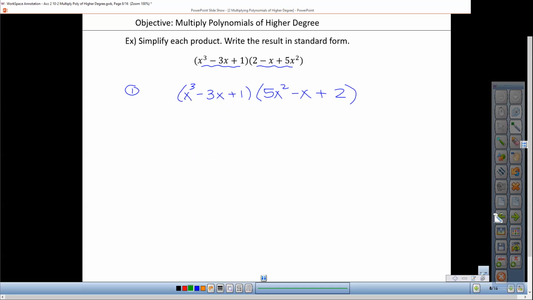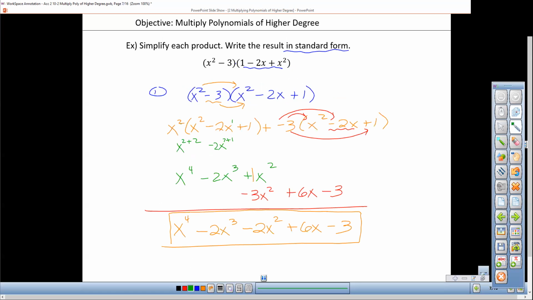Now, in this previous example, so in this problem, remember how we had 2 terms times 3 terms, binomial times trinomial?